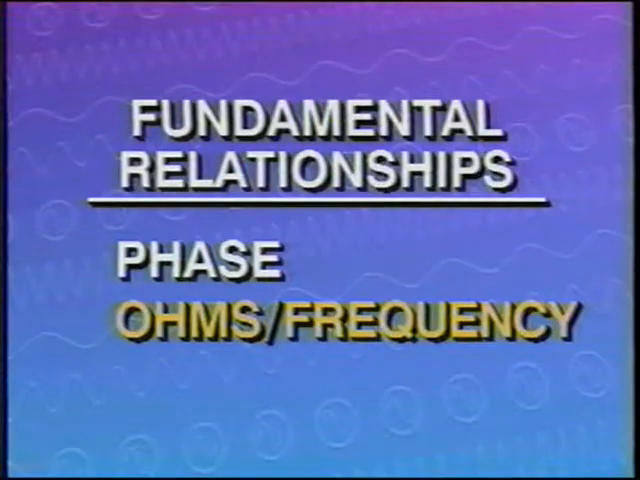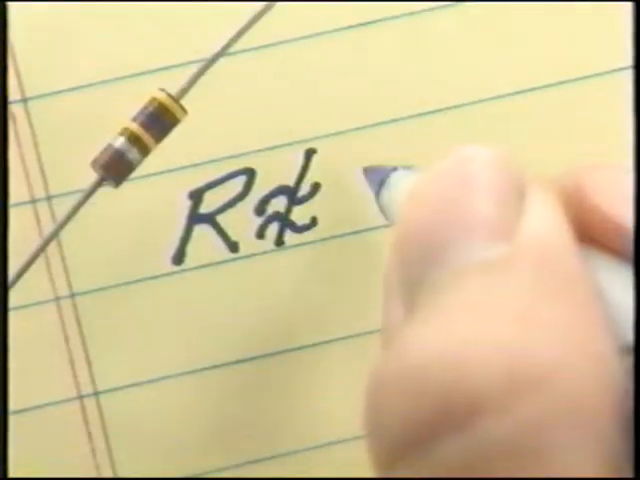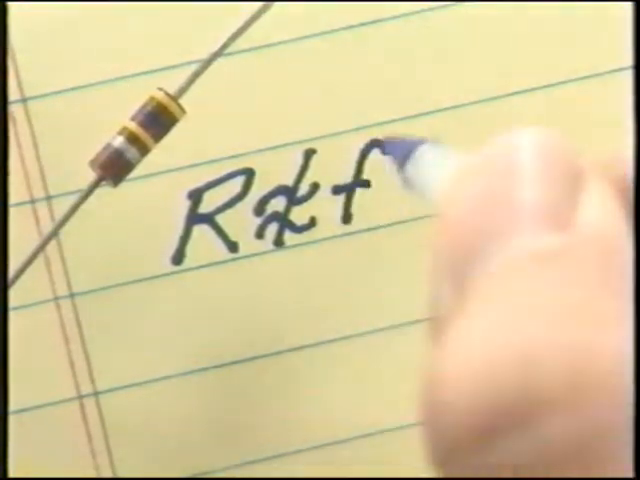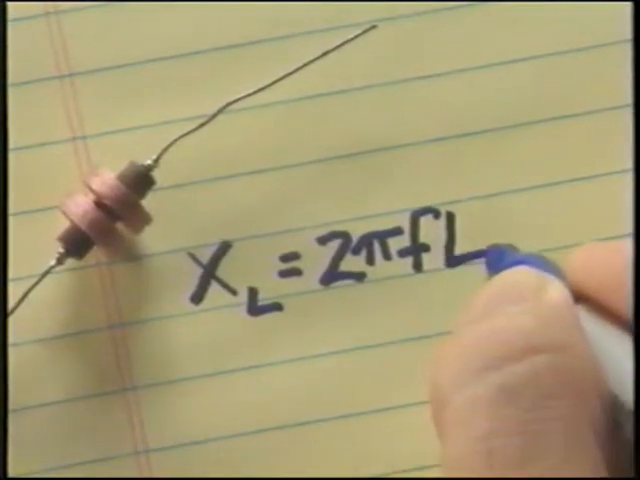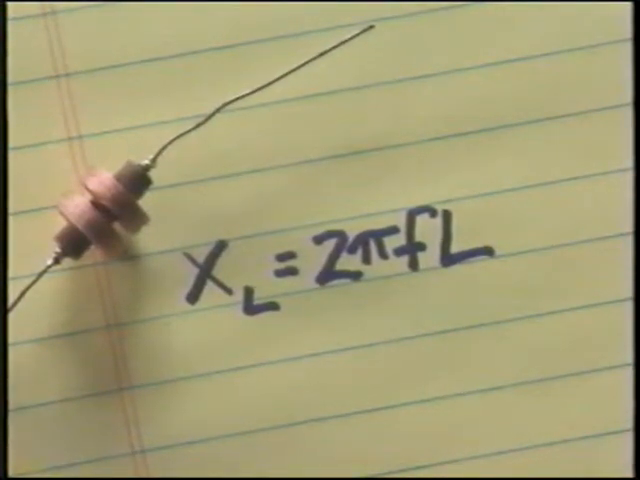The other basic type of relationship also holds true within parallel RL circuits as well as in series RL circuits: Ohm's frequency relationships. Once again, there is no relationship between resistance and frequency, and there is a direct relationship between inductive reactance and frequency.